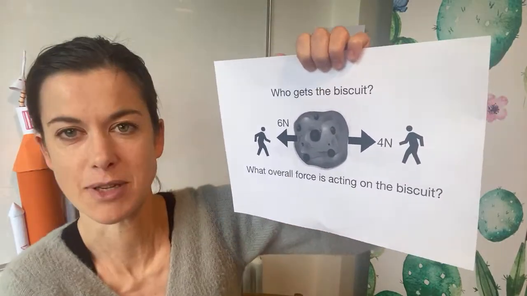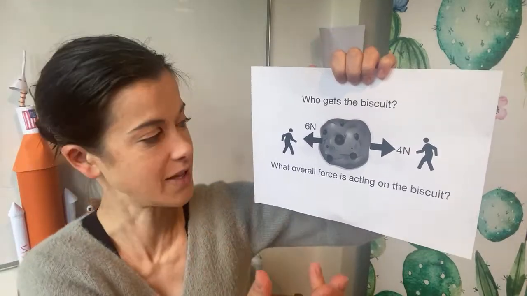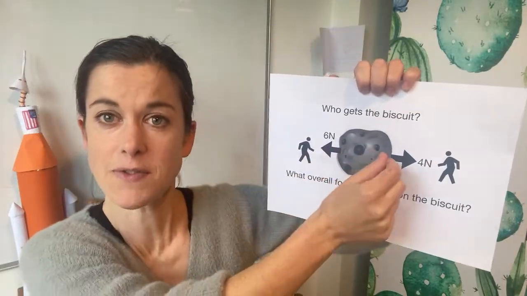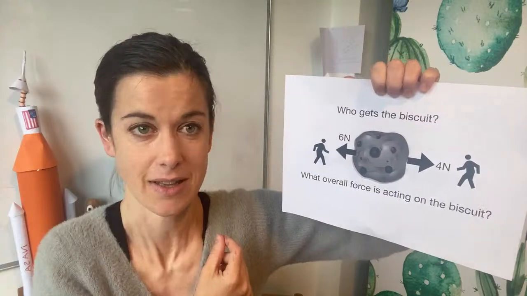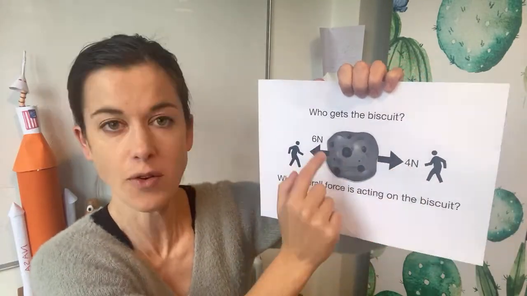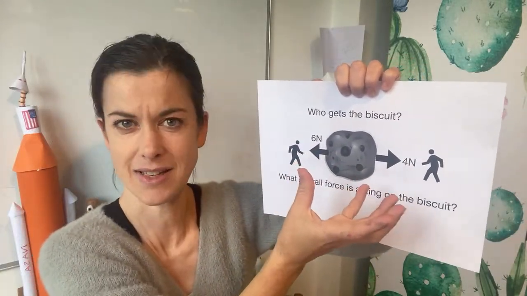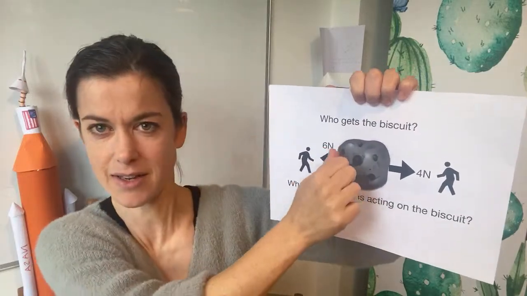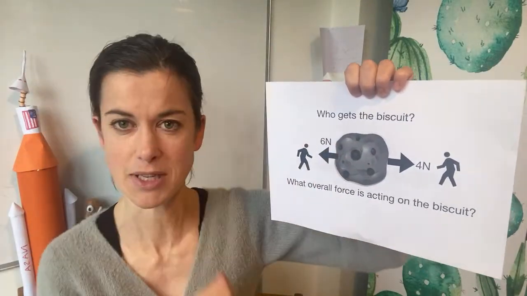So first off, who gets the biscuit? I imagine that you're all saying, well done, that the person pulling with a force of 6 newtons is going to win the biscuit, yeah? The forces aren't balanced. If it was 4 and 4, we've learned the biscuit would stay still. But if it's 6 newtons on this side, then the person here is going to win the biscuit.